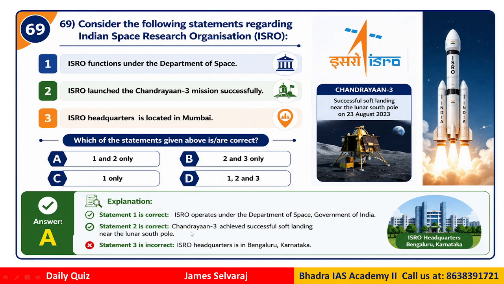So if you look at the question 69, correct answer is A, only 1 and 2, correct? So ISRO functions under the Department of Space. ISRO launched the Chandrayaan-3, but ISRO headquarters located in Mumbai is the problem, because it is located in Karnataka, right? So that is where we need to be clear about it. Okay. So now all these kind of questions you can expect in many of the competitive exams.